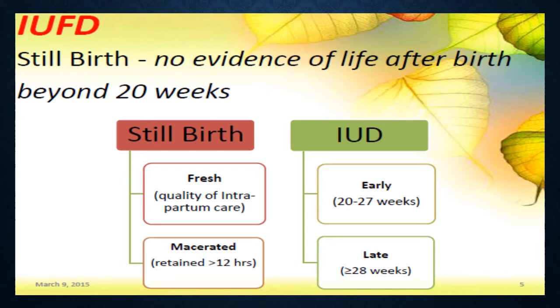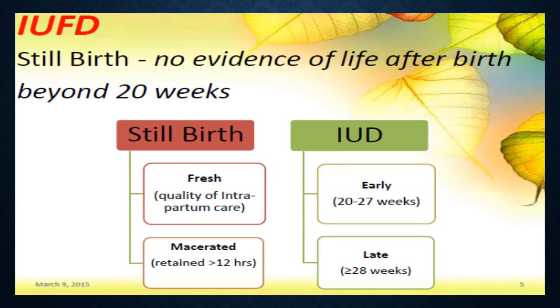The subclassification gives you a good point about the meaning of stillbirth. Stillbirth is classified into fresh and macerated. Fresh death means an incident happening during the birth or just before birth, which leads to noticing a default in the quality of intrapartum care. But if it's macerated, it's of course more than 12 hours before delivery, so it's retained, and the cause is not the intrapartum delivery.